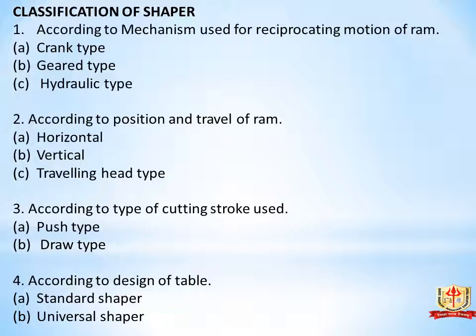Then third main point, according to type of cutting stroke used. First is a push type, second is a draw type. Fourth main point, according to design of table. First is a standard shaper, second is a universal shaper.